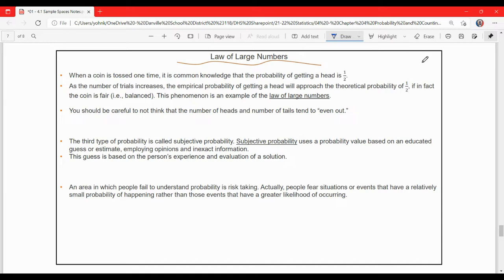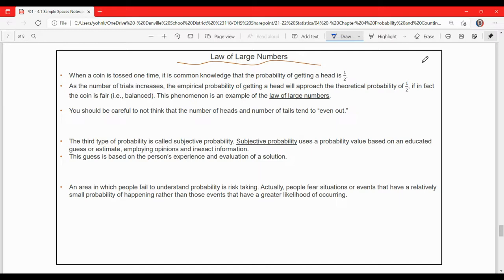Now, the last type of probability that we talk about is called subjective probability. And subjective probability uses a value based on an educated guess or estimate. It's not exact, it's an opinion, it's a guess, it's based on someone's experience and what they think is going to happen.